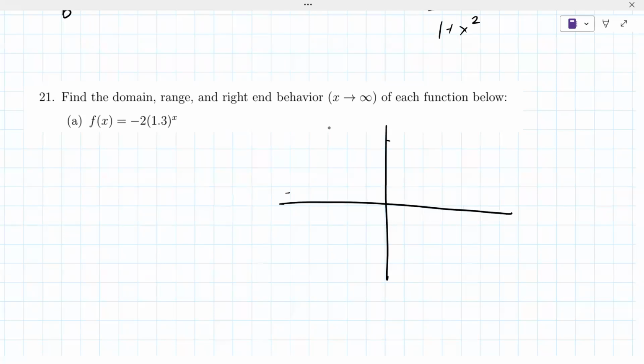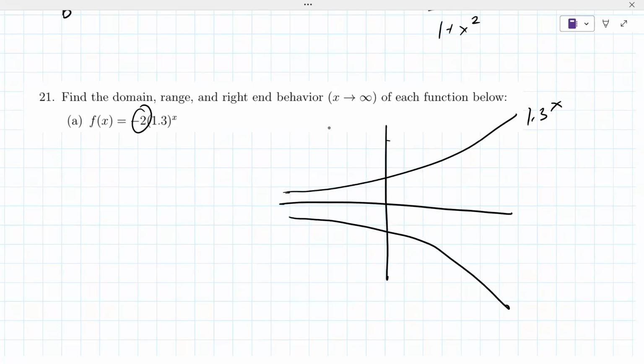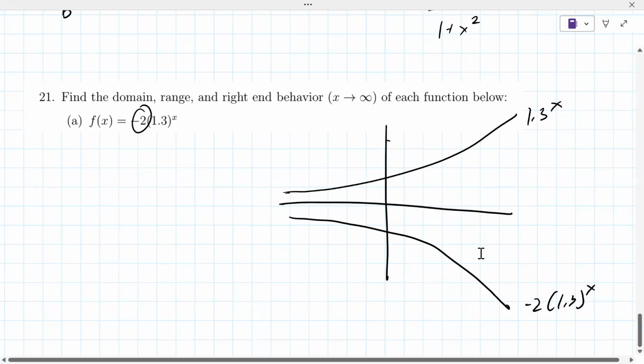So 1.3 to the power of x looks like this, but the -2 flips it. So if you can graph it, you'll get this right away, but you don't need to graph it to answer this question. It's good to have a visual. It's really good to have a visual.